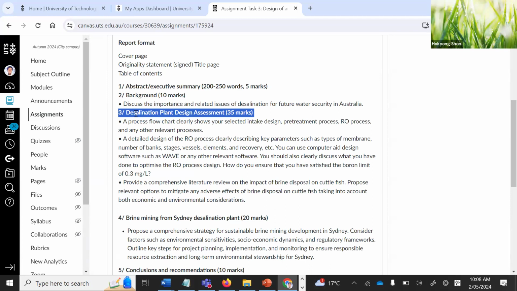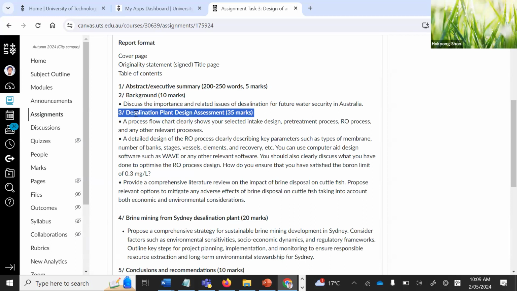Especially, we have a cottage in Botany Bay near the airport, so we have the island there. How can you consider the impact of the brine? Another question: what are the adverse effects of brine exposure on cuttlefish? So you need to discuss both economically and environmentally this brine impact.